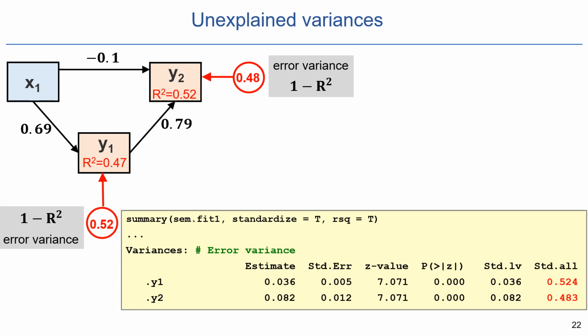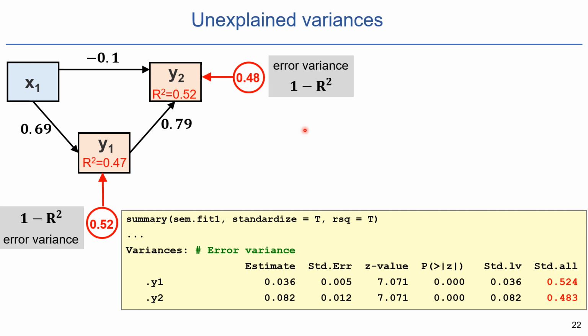But we don't have to calculate our error variances by hand. We can obtain them automatically from our summary function. For this, we have to look into the part of the table called variances, and it gives us unstandardized estimates and standardized estimates for these error variances, which I have already filled in these circles.